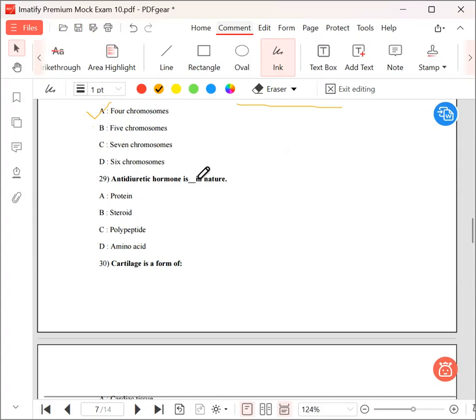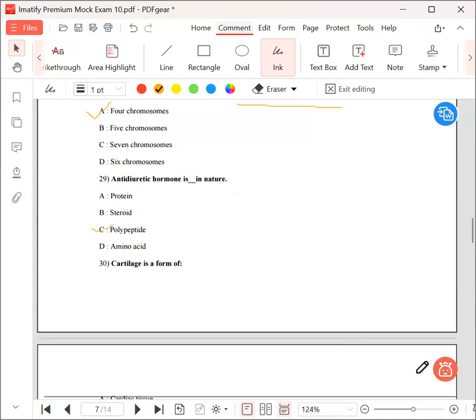Antidiuretic hormone is dash in nature. What in nature? Is it a protein? Is it a steroid? Is it a polypeptide? Is it an amino acid? So the correct option is that it is a polypeptide.